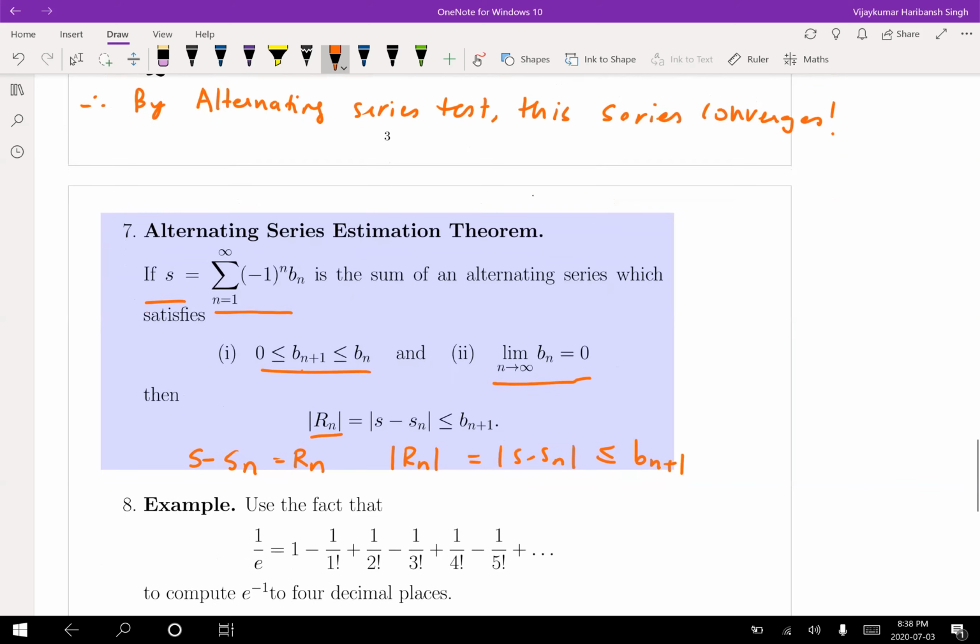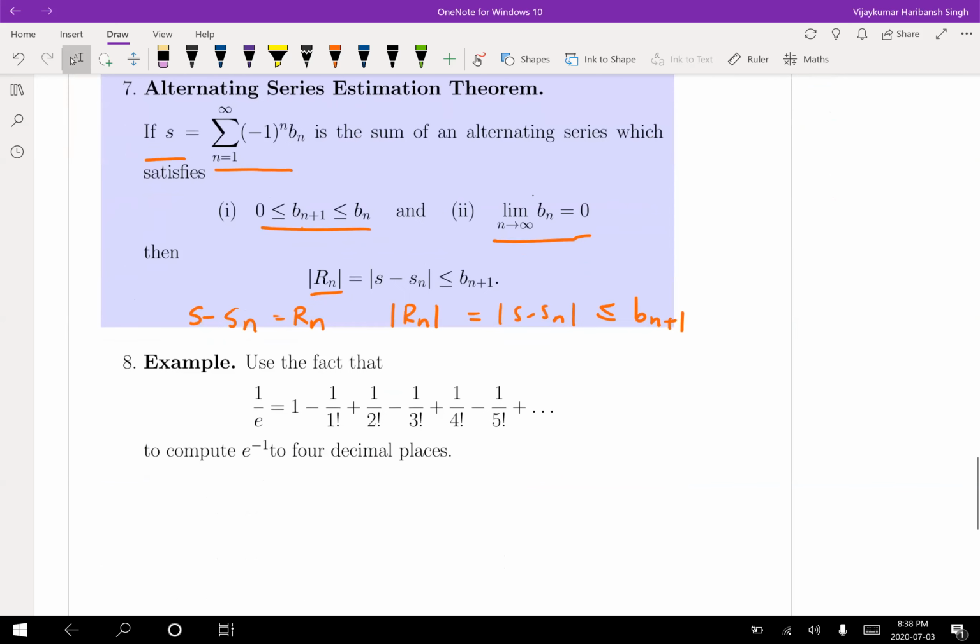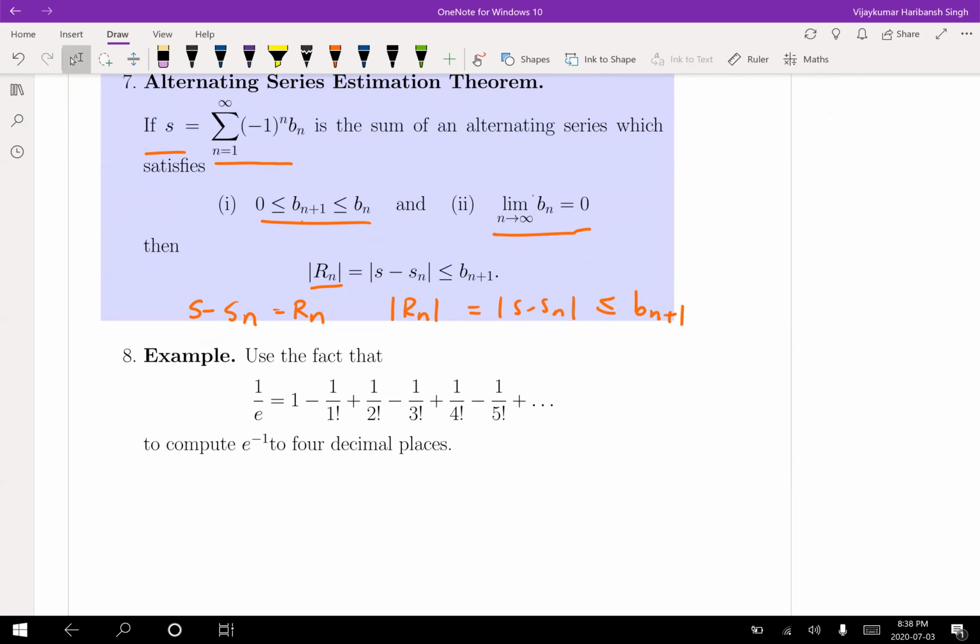Now use this fact above to find out e to the power minus 1 accurate up to how many decimal places? 4 decimal places. So let's see, what does this problem mean? This problem means that we want it accurate up to 4 decimal places, and not only that, we want to compute e to the power minus 1, given that e to the power minus 1 is this series.